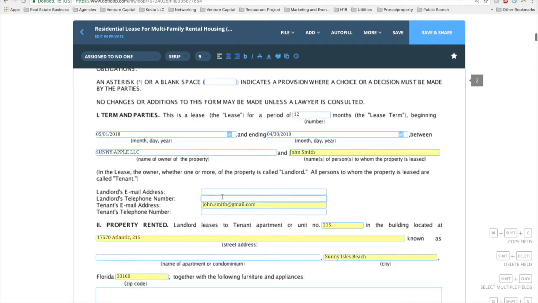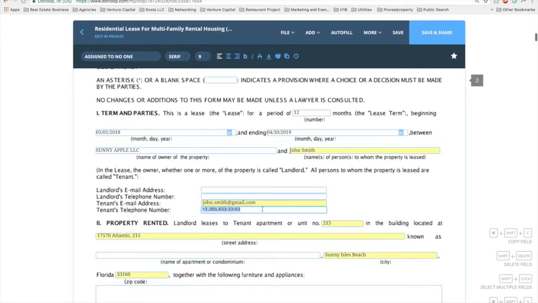So here we will need information from our listing agent on landlord telephone number and landlord's email address. And for John, we have to have his phone number definitely, so we can put it here. +1 305 833 3303. This is an example. This is actually our office phone number. But let's say it will be for John Smith.